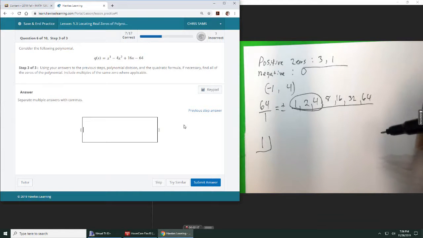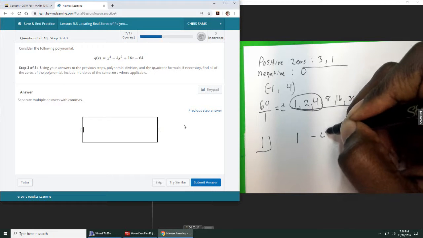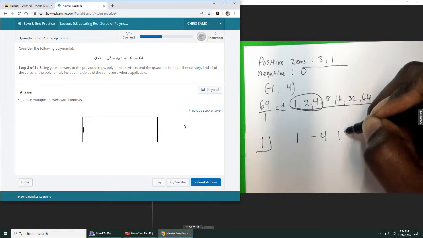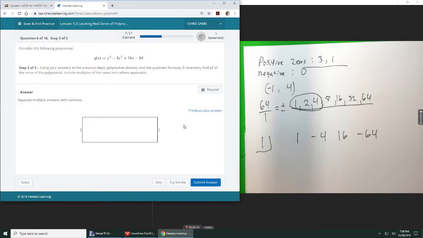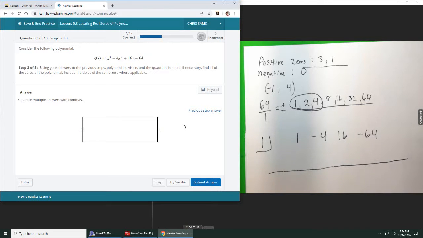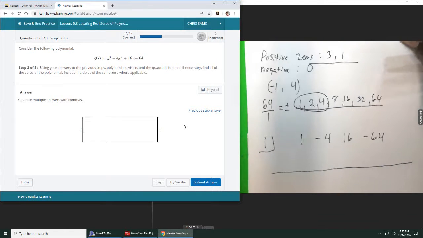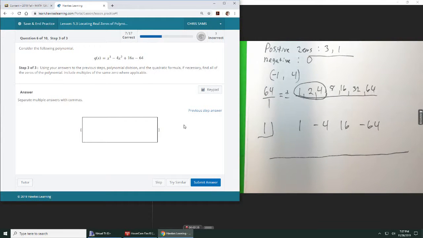And we're going to list our coefficients. 1, -4, 16, and -64. Now I believe I know which one works because when we did 4, we ended up with 0 at the end. So I know 4 will work, but let me just go through 1 and 2 just to verify.